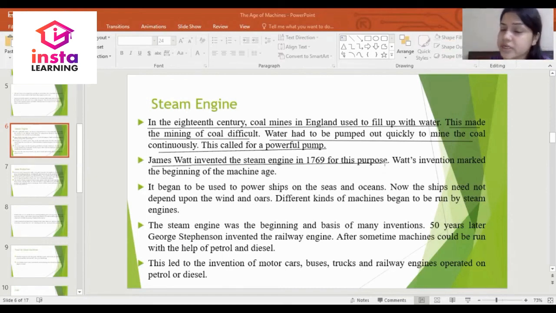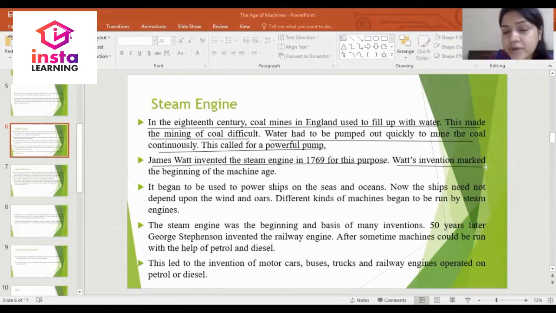Dear student, this is a very important question. Who invented the steam engine? The answer is James Watt invented the steam engine. The second important question is, when did James Watt invent the steam engine? The answer is in 1769 James Watt invented the steam engine, as you can see on my screen too.